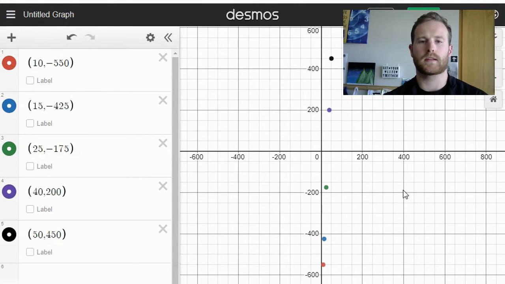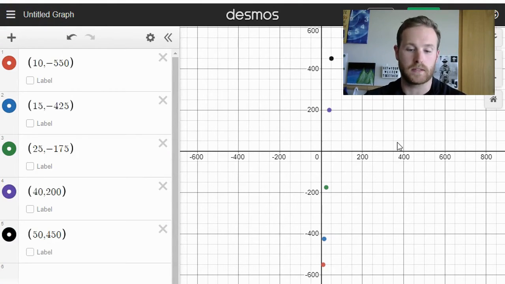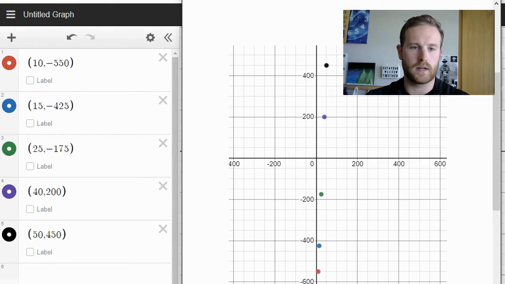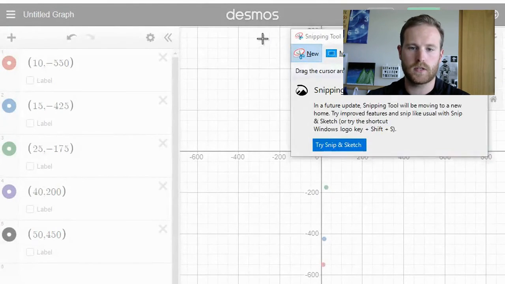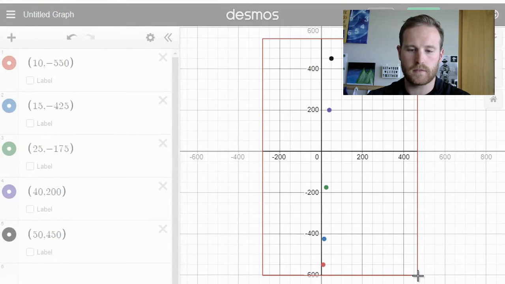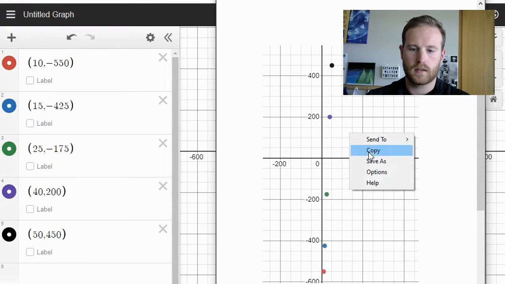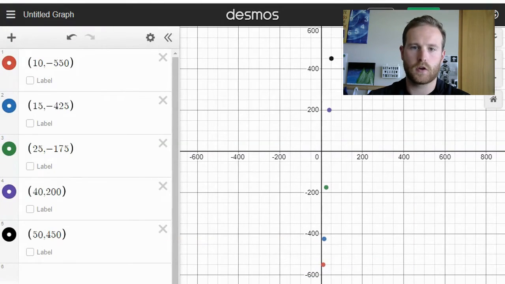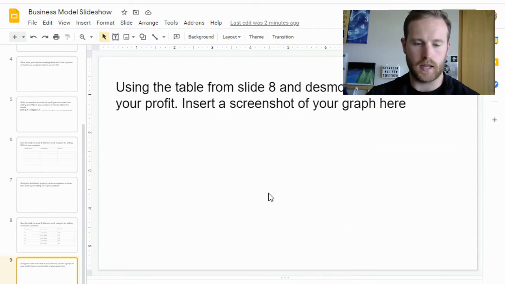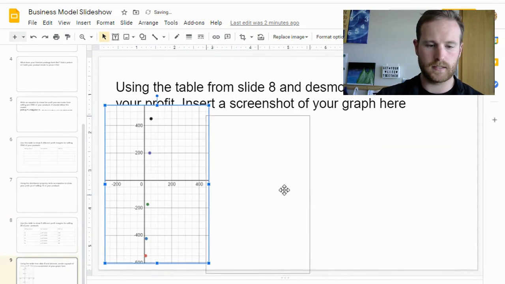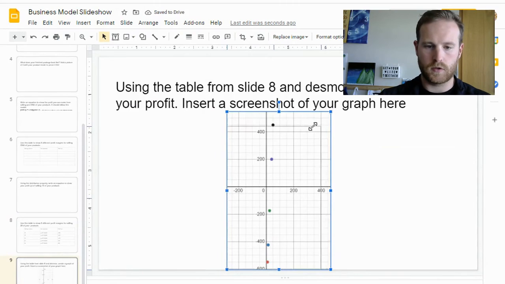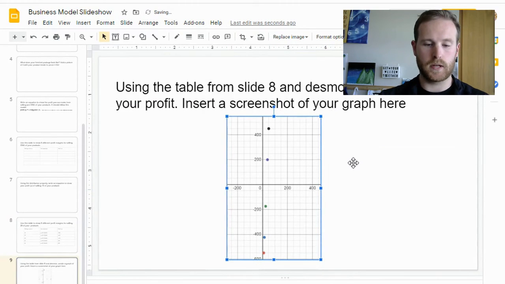Okay, so here's my completed graph. You may need to zoom in or zoom out to see all your points. Next, you want to take a snip or a screenshot of your graph, just like this. Copy, and then you're going to paste it into your slideshow, like this. Shrink it a little bit so it fits nice and pretty.